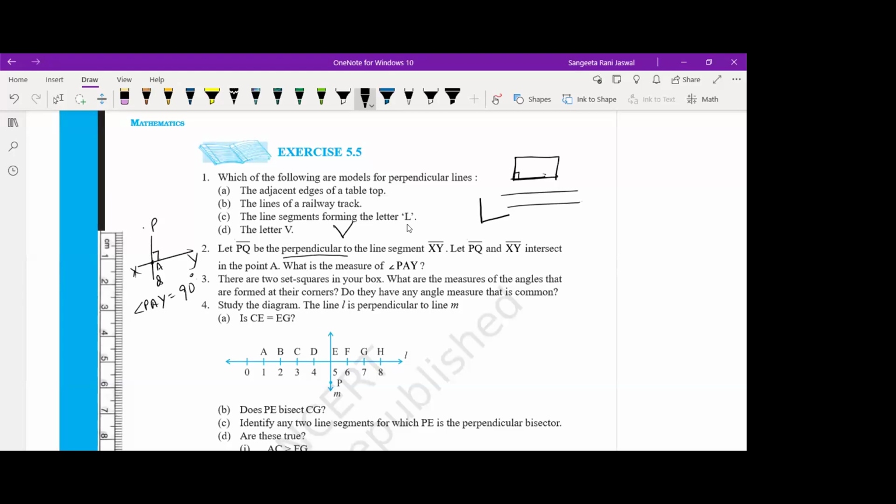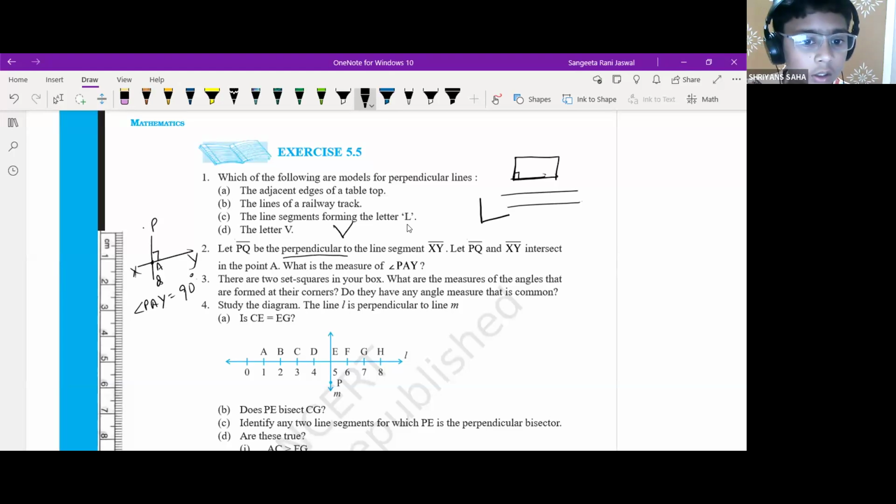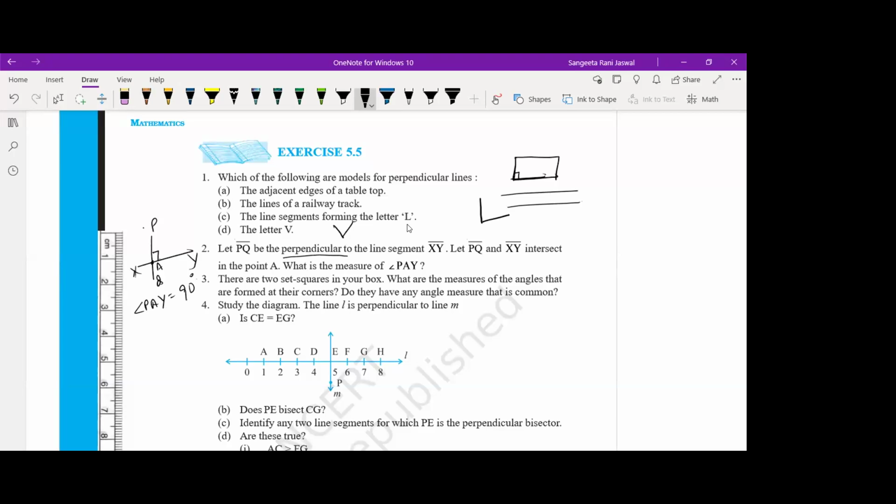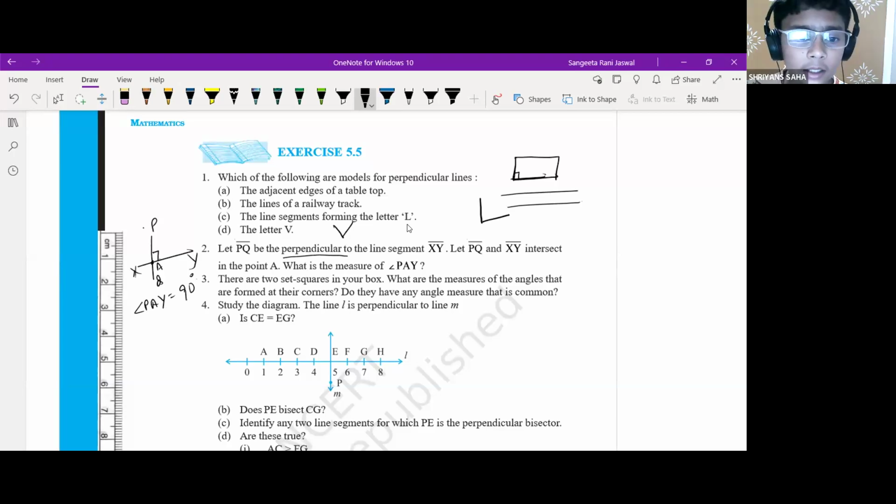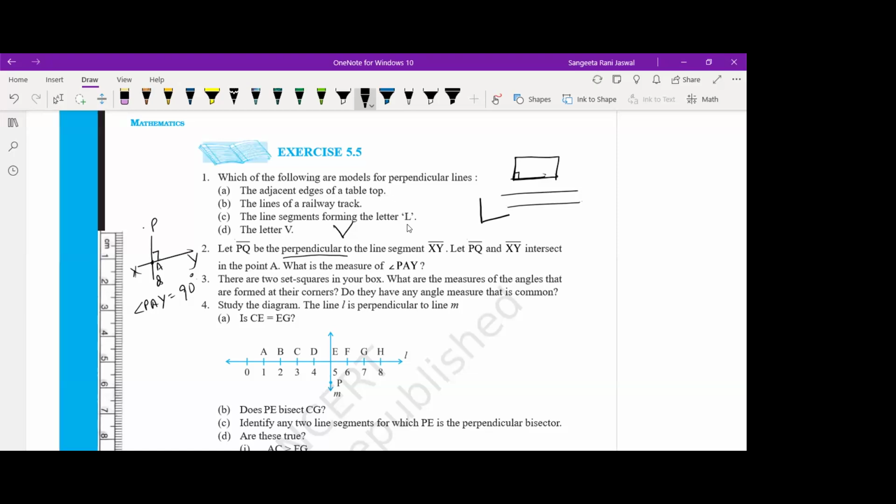I want somebody else to read the question. Shreyansh, you read question number 3. There are two set squares in your box. What are the measures of the angles that are formed at their corners? Do they have any angle measures that are common? So it's saying there are two set squares in your geometry box. Just check what angles they are forming at the corners.